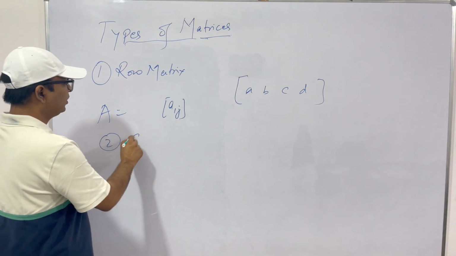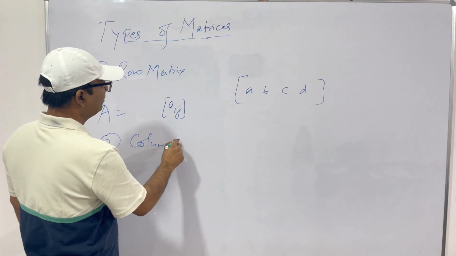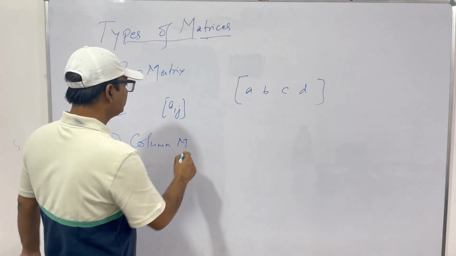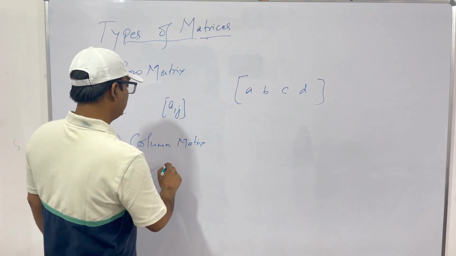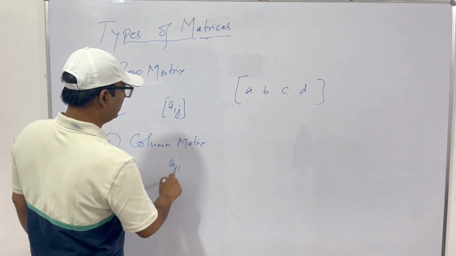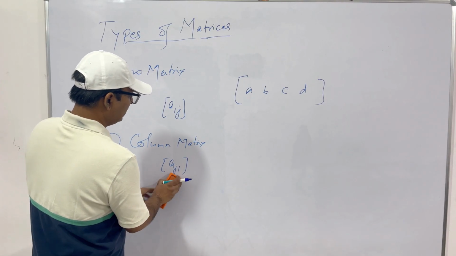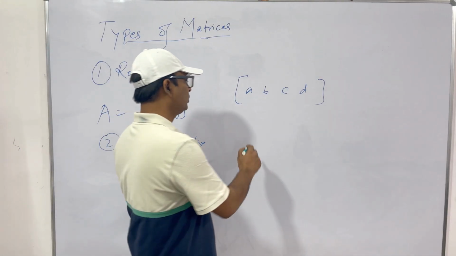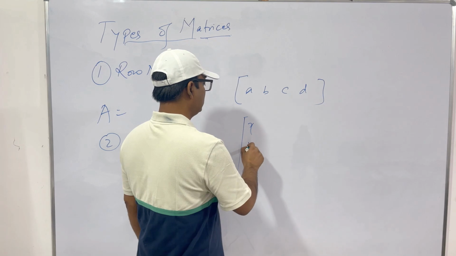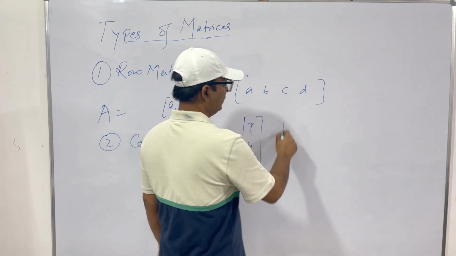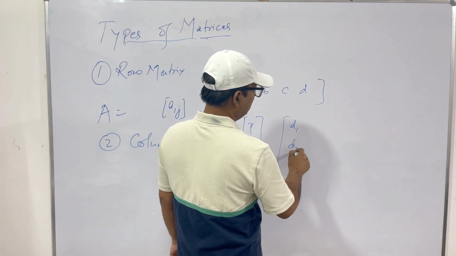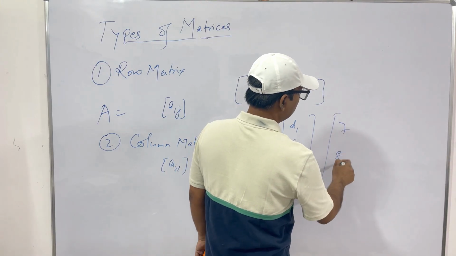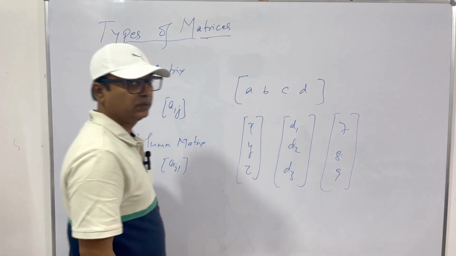Similarly, we have a column matrix. That is, we only have one column. We saw two column matrices in the last example. So, a column matrix will be like a_i1. Not j, we denote it as i. So a_i1, that is, the number of columns is 1. Like we saw x, y, z, or we saw d1, d2, d3, let's say 7, 8, 9. So these are column matrices.